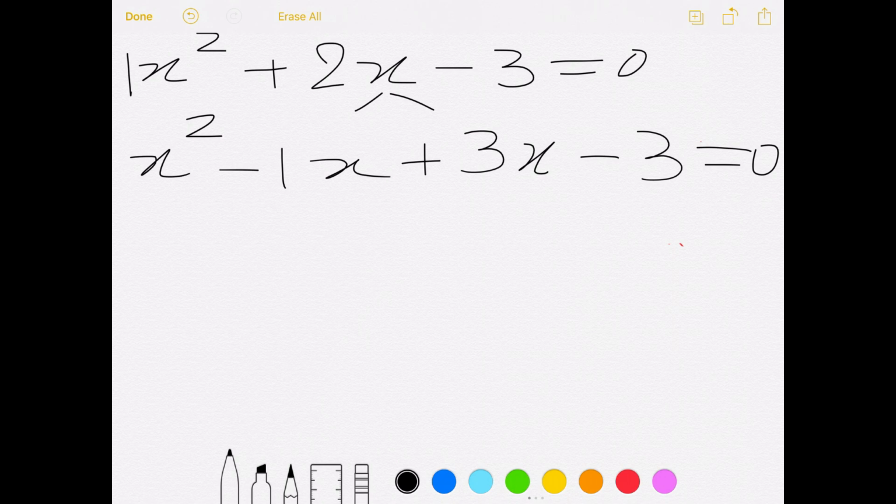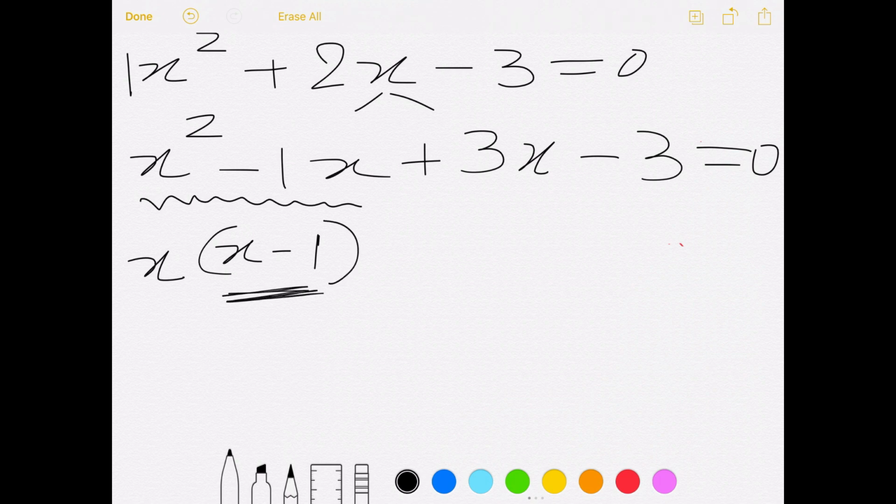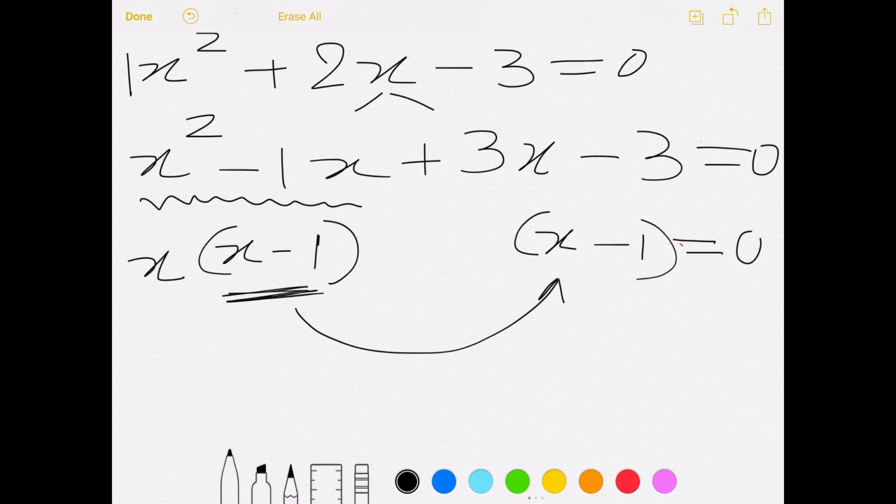Now the next step, taking out common from the first two terms. You can take x common. So what will be the remaining term? It will be x, and there is a minus sign, so minus. And from 1x, if you take out x as a common, you are left with only 1. Without thinking anything, you have to write the same bracket over here. So let me write x minus 1 equals 0.